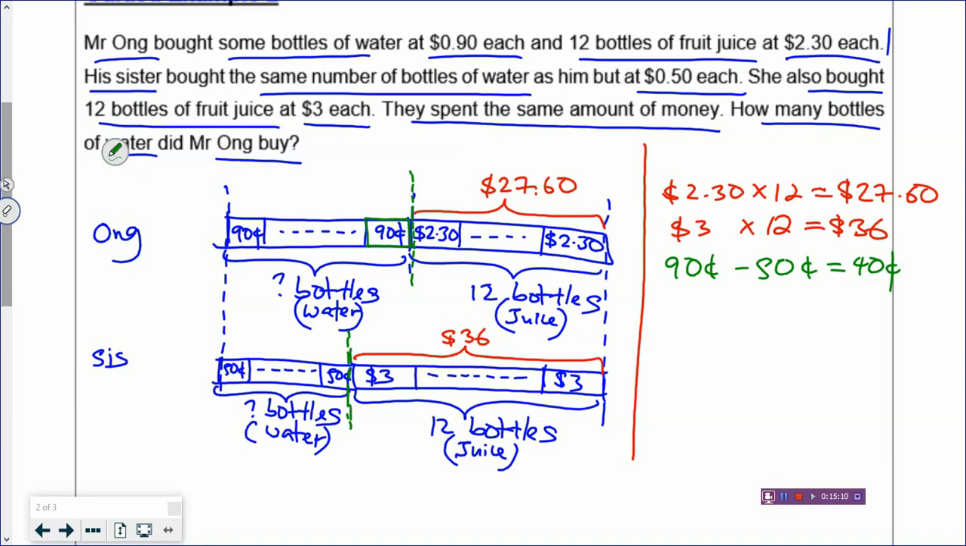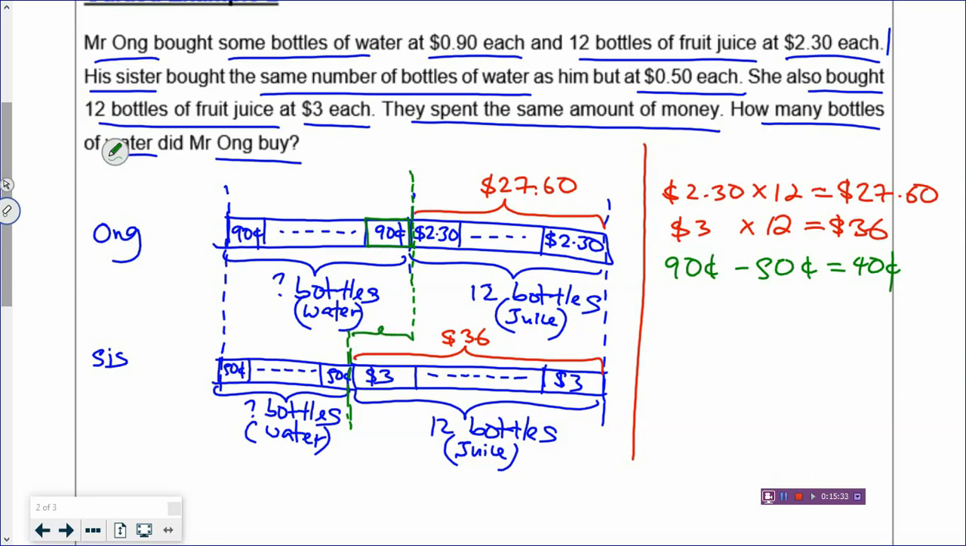So you look at the last bottle of water that Mr. Ong bought, and also the last bottle of water that the sister bought, right? And remember, they both bought an equal number of bottles. So where are you going to get the 40 cents from? You're going to get the 40 cents from in between the dotted lines. And how much is that?